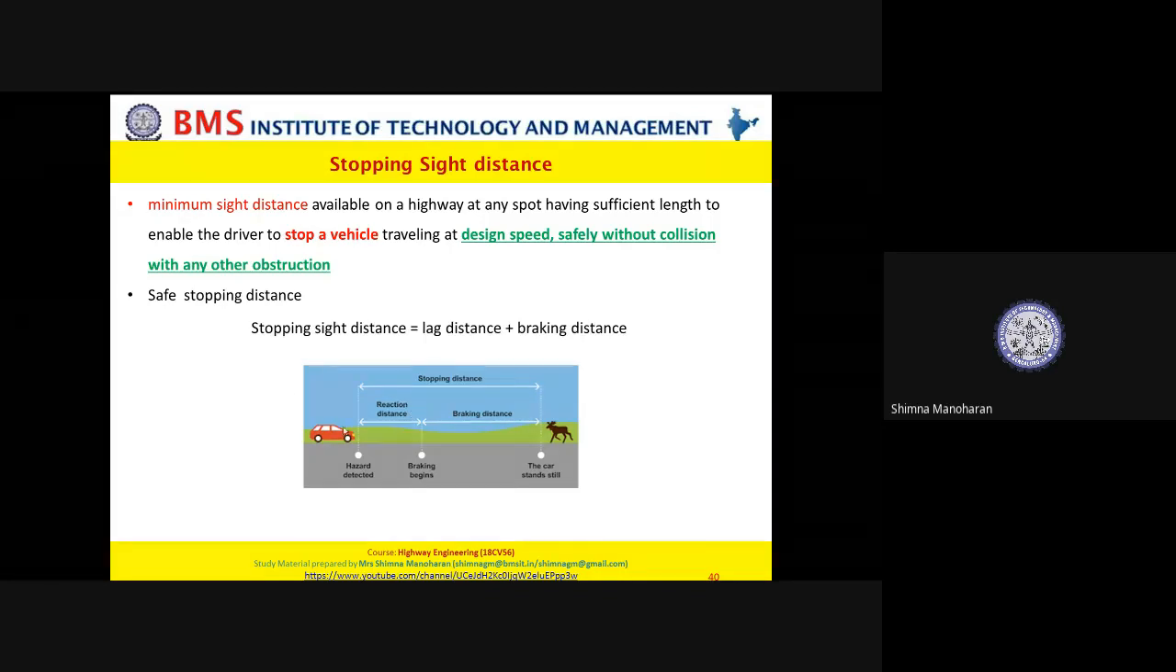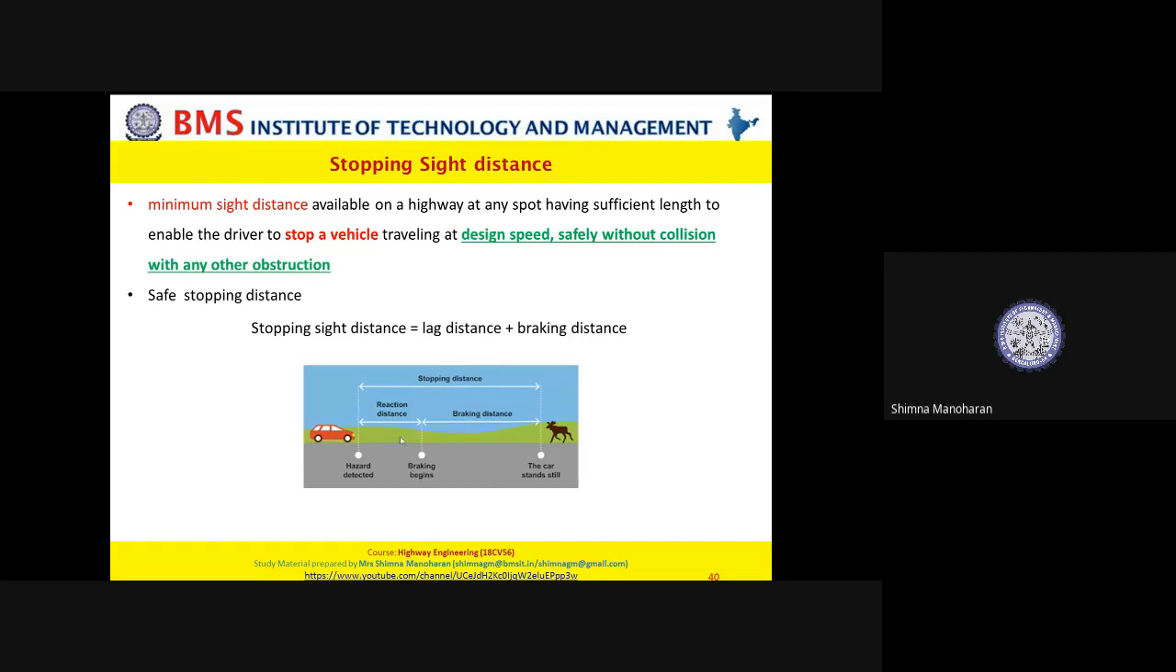So here, this car has detected a hazard or detected an obstruction. So it has to apply the brake. So the reaction time is 2.5 seconds. So this distance, that is, see, the vehicle or the driver has detected the hazard from this point. So after some seconds, maybe 2.5 seconds, the driver decides to apply the brake. So this distance that has been traveled is known as the reaction distance or the lag distance. This term is important. This lag distance.